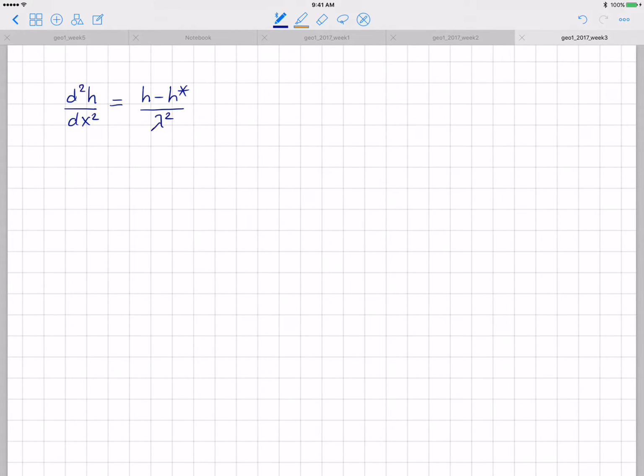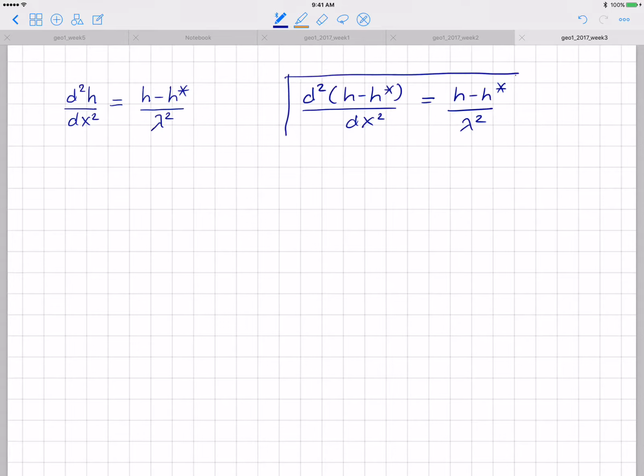And that's fairly easy to do if we can state that h star is constant. H star is the water level above the leaky layer, and it's easy to pick that constant, so let's do that. So we have a modified differential equation, the second derivative of h minus h star with respect to x squared is equal to h minus h star divided by lambda squared. And for this differential equation, we made the approximation that h star is constant.